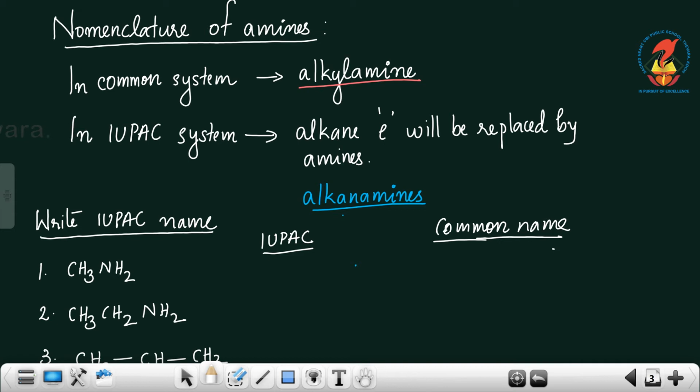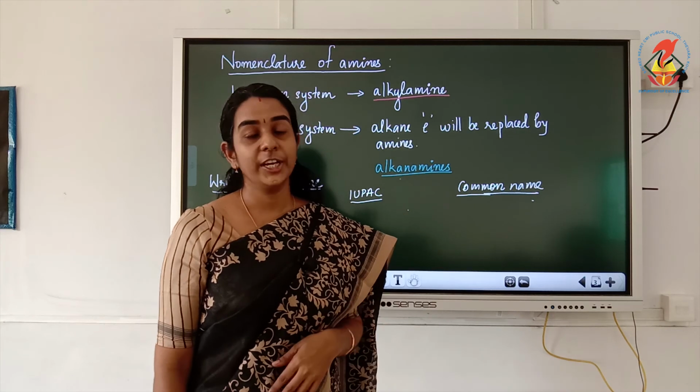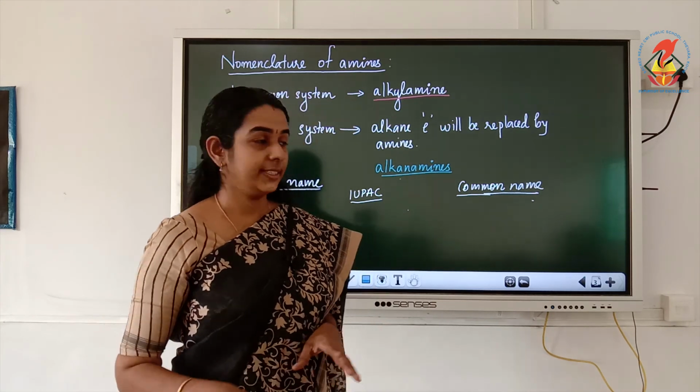Now, next we have the nomenclature of amines, and as we know, we have the common system of naming and the IUPAC system of naming. In the common system, amines are named as alkyl amines, and according to the IUPAC system, they are named as alkanamines. We get the alkanamine name by replacing the last E of alkane with amine. So remember, in the IUPAC system we name amines as alkanamines, but in the common system as alkyl amines.